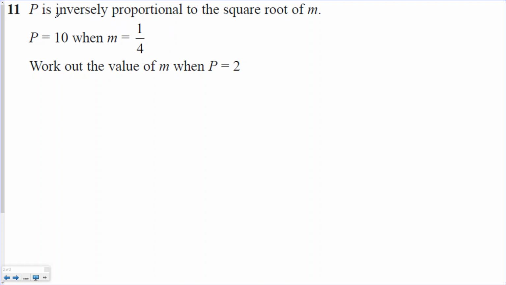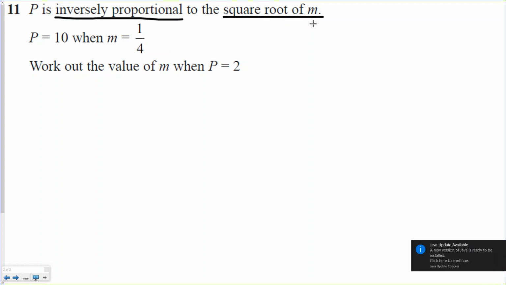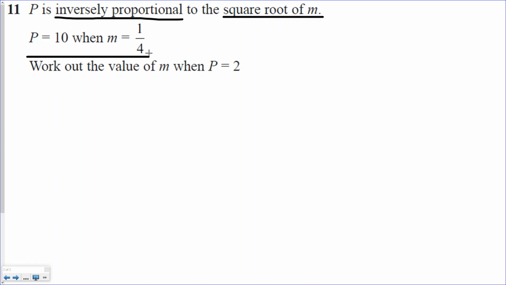Now the key word in this question is most definitely inversely proportional. Make sure you underline that part and this part as well, the square root of m. Some pupils forget to do the square root, or they'll just do maybe a square, or they just do m. So square root of m. Now they give you the two values. They'll always give you two values when you're doing a question on inverse proportion or direct proportion. So when p equals 10, m equals 1/4. Work out the value of m when p equals 2.